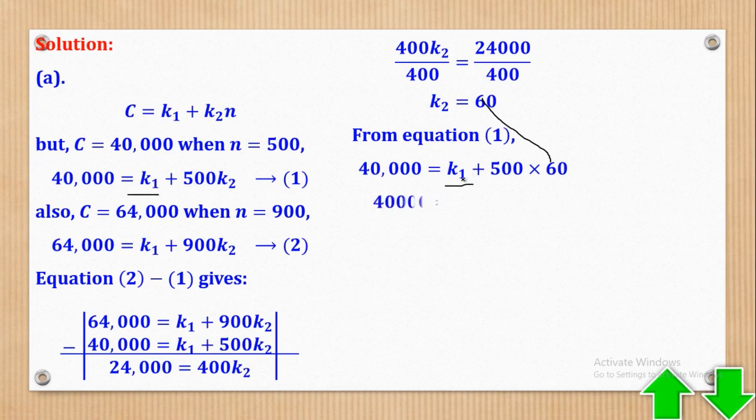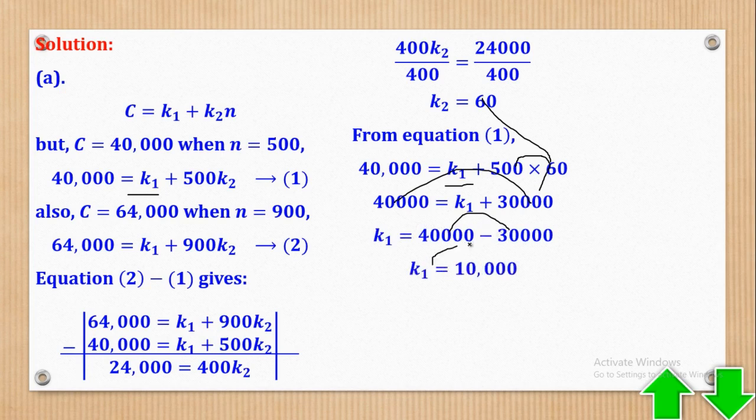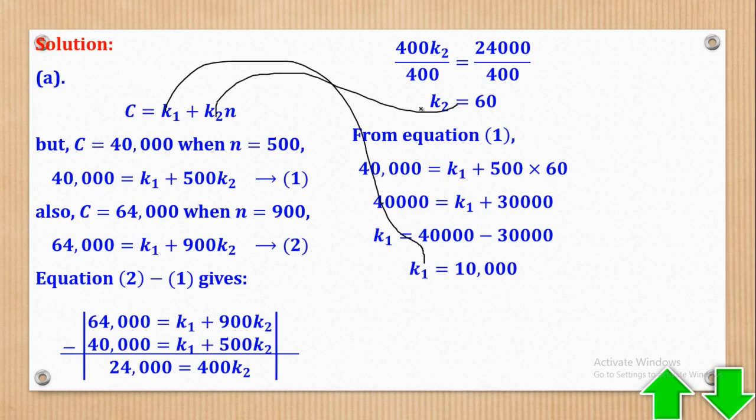Next is to collect like terms. This times this is 30,000, and when I take this one to this side, K1 is equal to 40,000 minus 30,000, so K1 is equal to 10,000. Now that I've got the unknowns K1 and K2, I substitute for K1 and K2 to get the required equation. Therefore, C will be equal to 10,000 plus 60n.